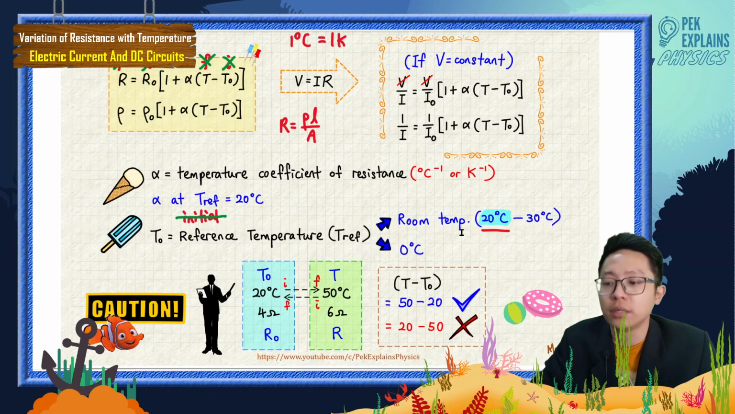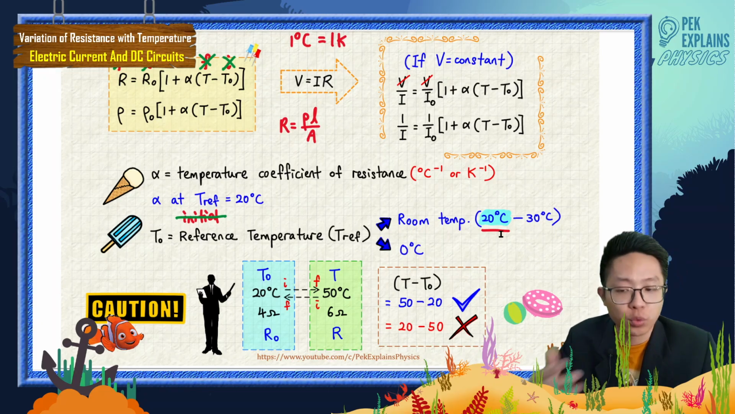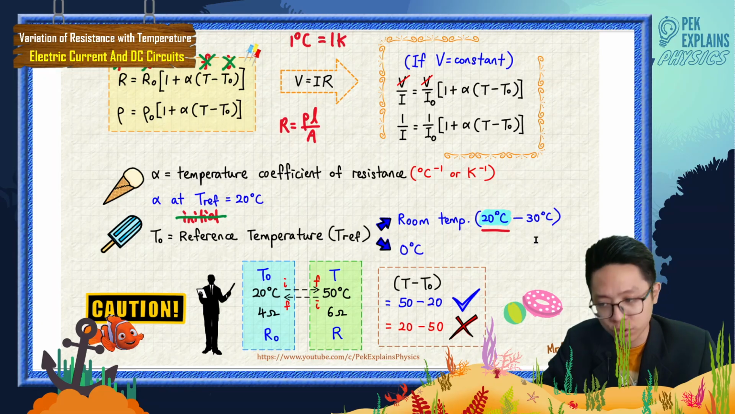So reference temperature can only be these specific values. It's either the room temperature. Room temperature can be a range of values from 20 to 30 degrees Celsius. Sometimes the question doesn't give you 20 degrees Celsius, sometimes it gives you 30 degrees Celsius. That 30 degrees Celsius you can also put as the T naught, or the reference temperature. Okay, sometimes he gives you 30 instead of 20.